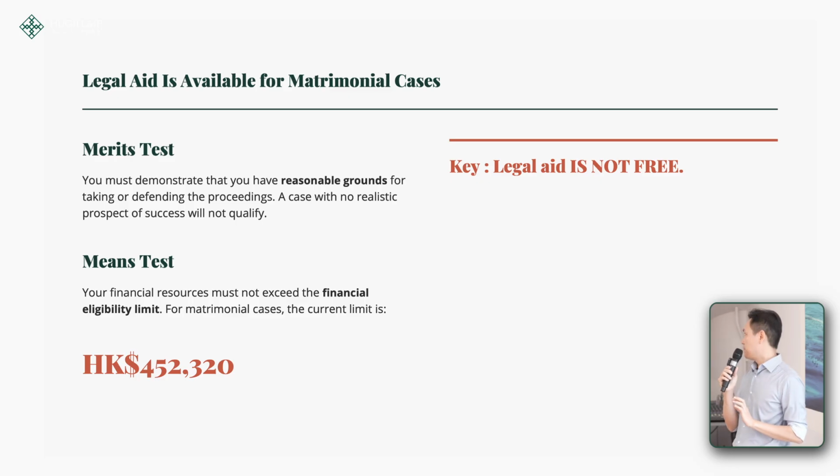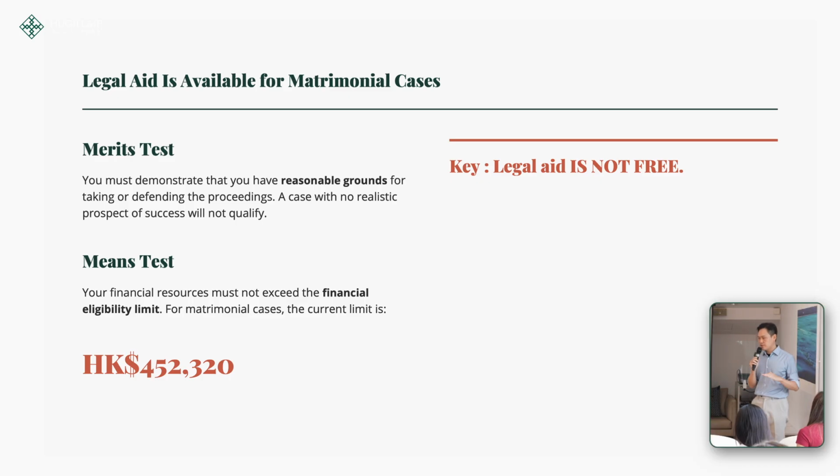But typically when it comes to children matters, they are quite generous. So I've never seen legal aid being rejected because you're trying to defend the children matters. Means test simply refers to the financial limit that you can have. At the moment, the amount is $452,320. It doesn't take into account your own flat. So say if you have your own property that you're living in, the legal aid will discount that when calculating the means.